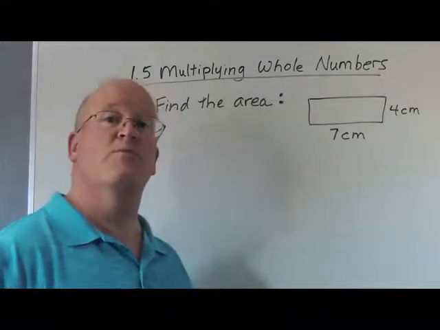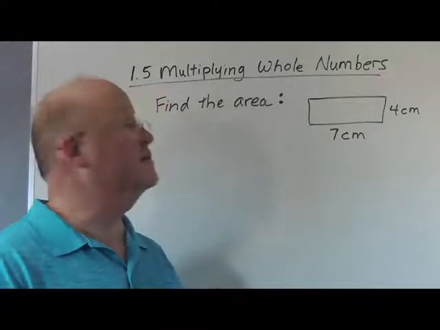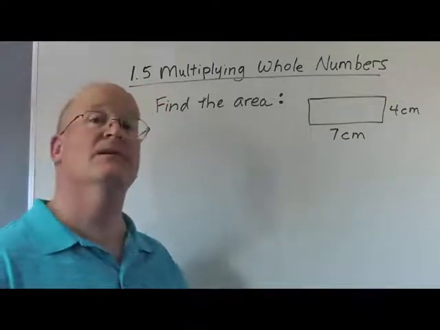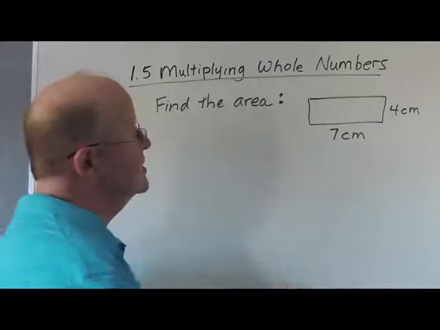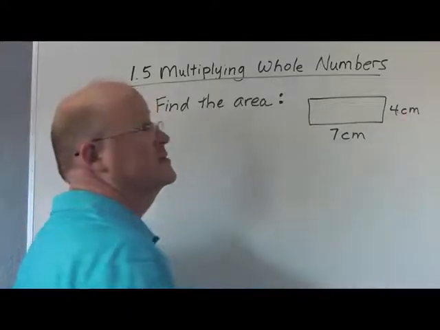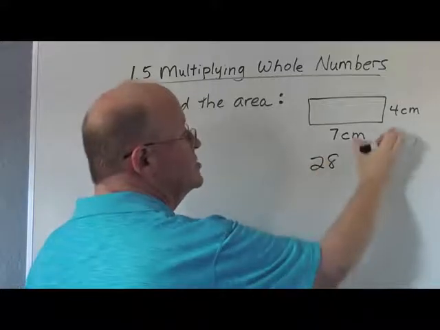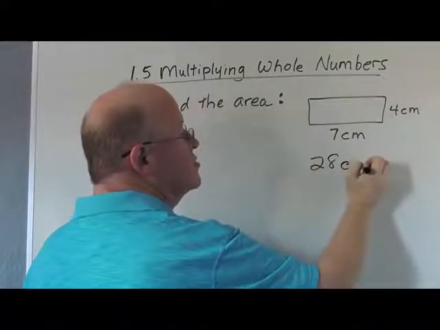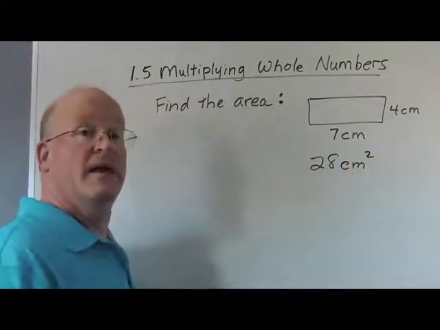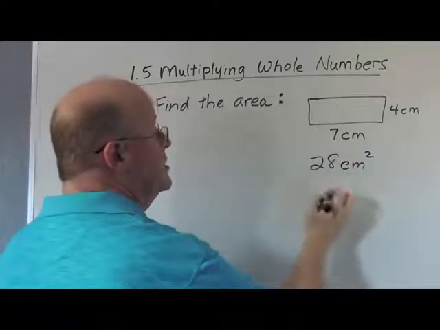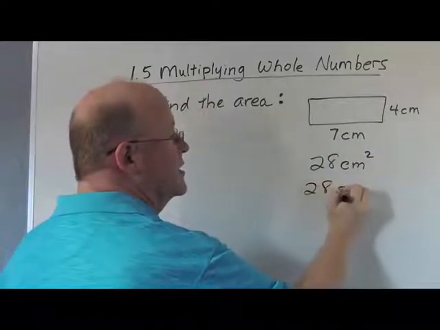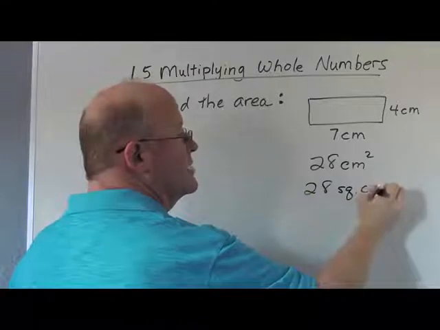In this next problem, we're asked to find the area of this rectangle. Area is a multiplication word, and in this case, we're going to multiply 7 times 4 to get 28, and centimeters times centimeters to get centimeters squared. Now sometimes we write that as a square with an exponent. Sometimes we write 28 square centimeters that way.